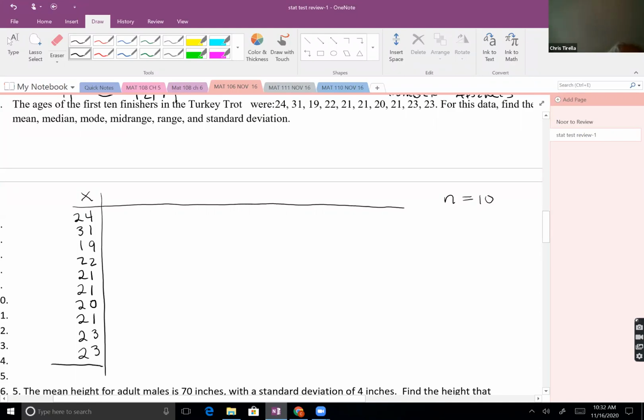And so when you add all those up, what do you get? 225. And so for the mean, what am I going to do with that 225? Divide it by 10. So it gives me the average age of those fast runners that finished early, which was 22.5.